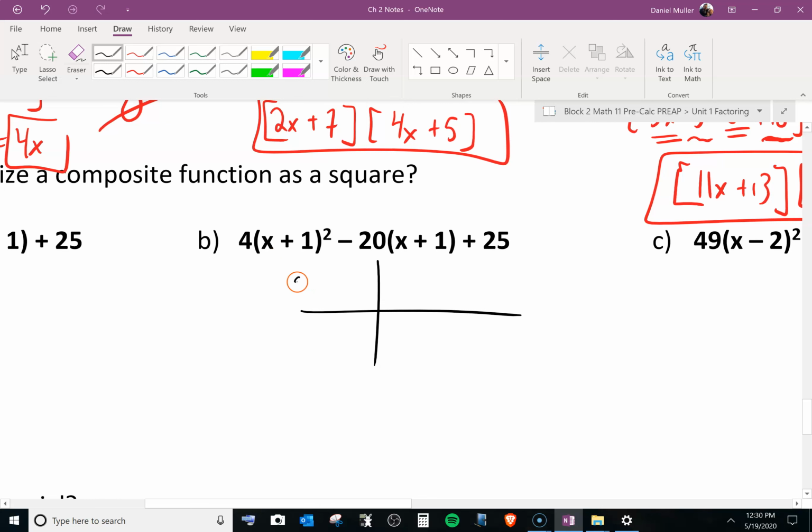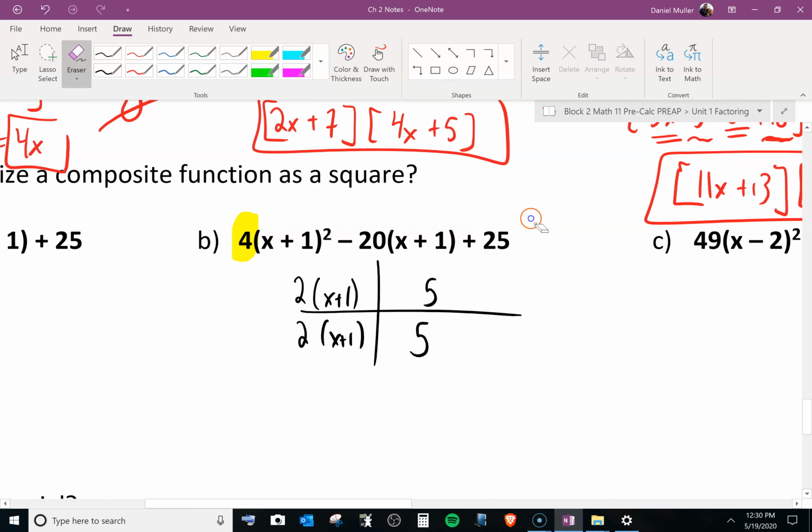Here, for 4, I'm going to do 2 and 2. X plus 1 squared, I'll do x plus 1 times x plus 1. That way the left side still preserves the left. The right side needs 25. I'm going to do 5 and 5. By the way, I noticed that 4 and 25 are perfect squares. So that's why I did square root of 4 is 2 and 2. The square root of 25 is 5. So that's why I did those.